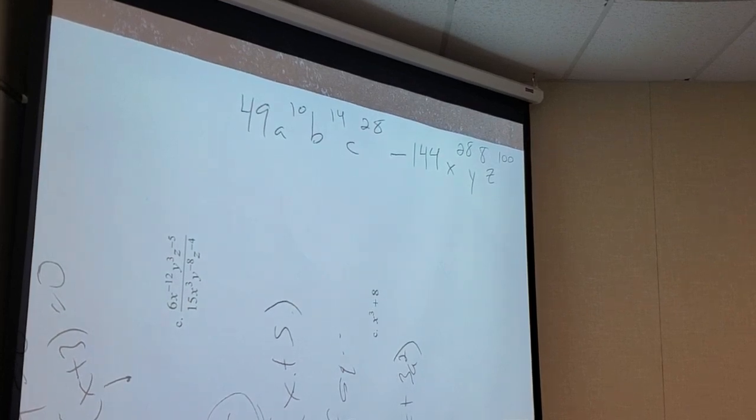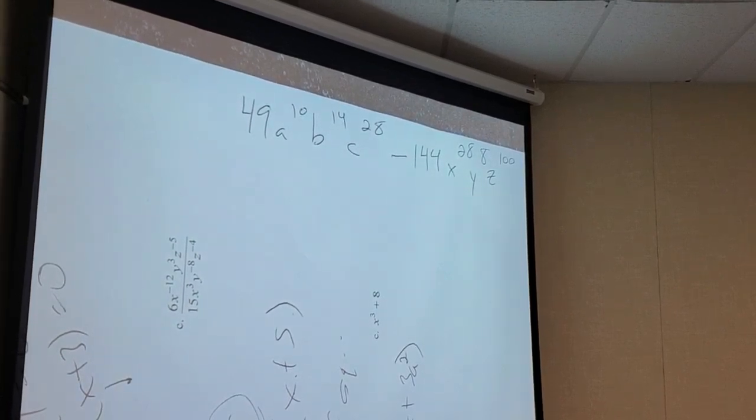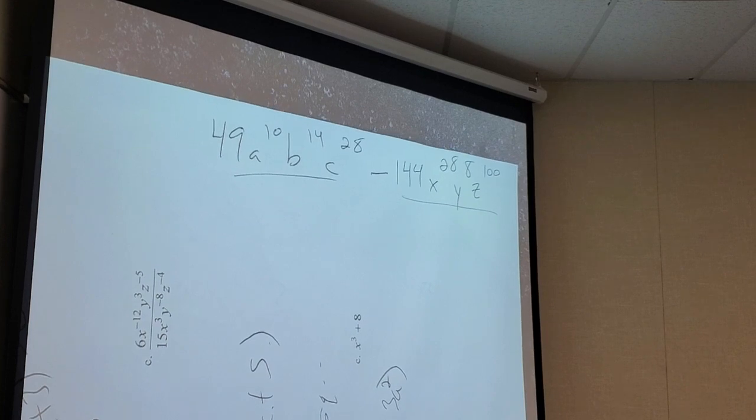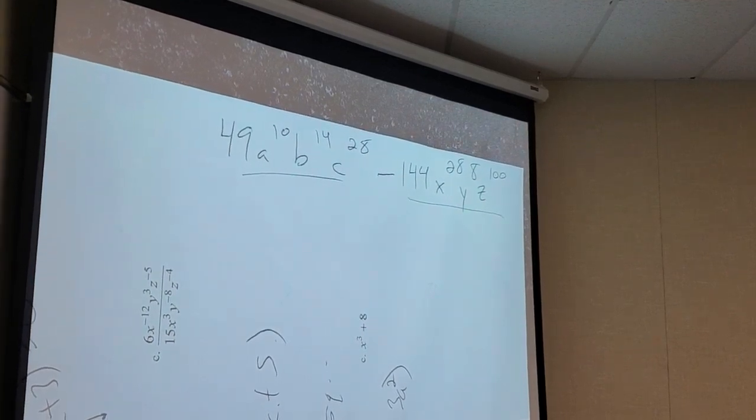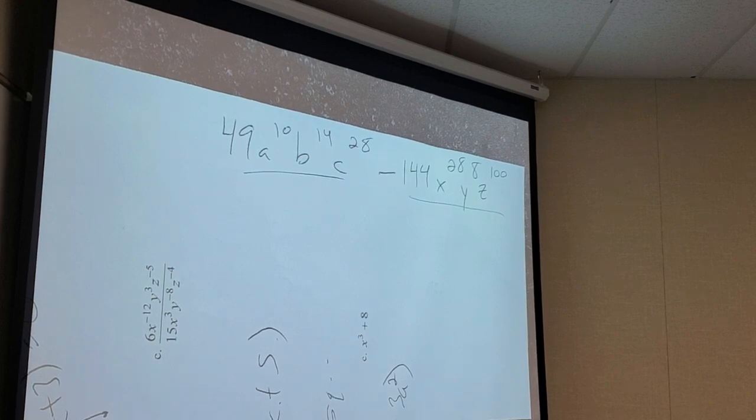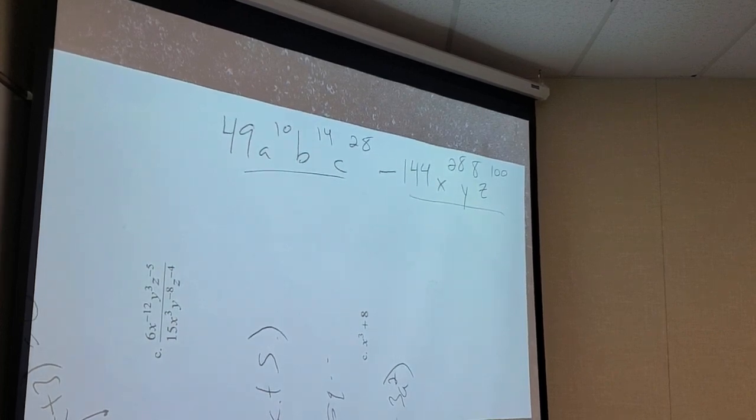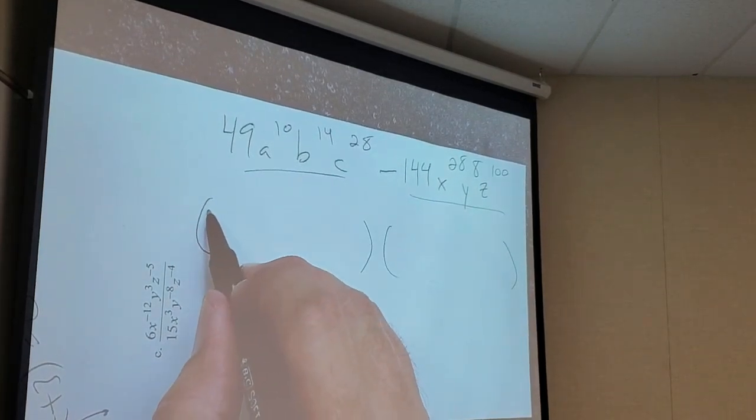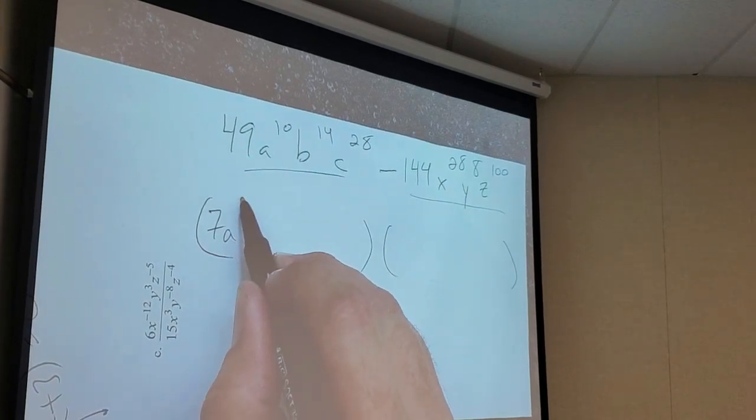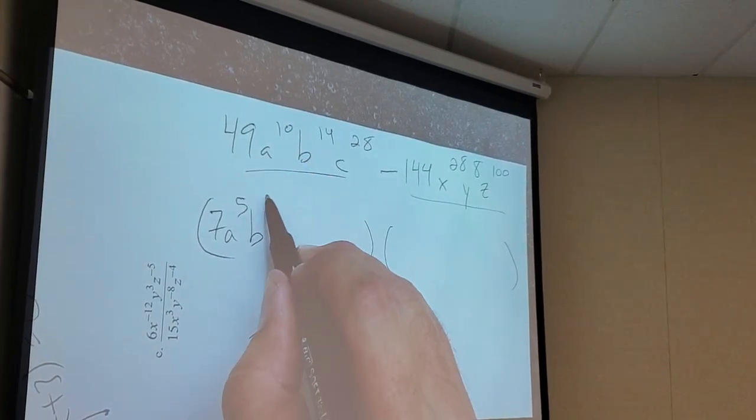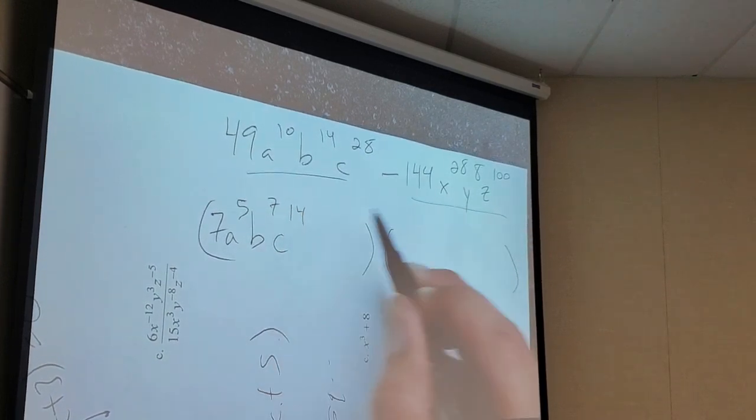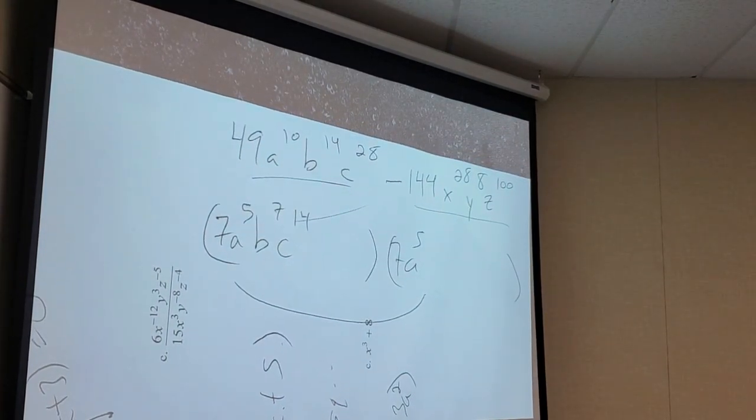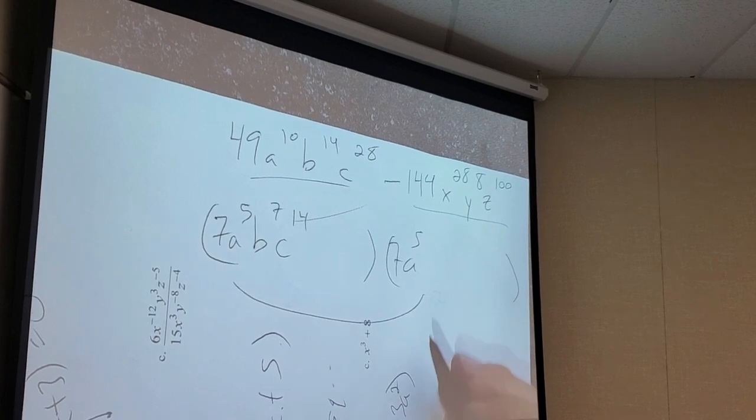How many terms are there? 2. Right? Is there a minus in the middle? Yes. Can you cut everything in half? Yes. You cut everything in half and you're done, right? 49, 7. a to the 10th, cut in half, a to the 5th. b to the 14th, b to the 7th. c to the 28th, c to the 14th. Then write the same thing over there, because together they'll make a whole one, right? If I cut it in half and put it in two, when I put them together, I get the original.